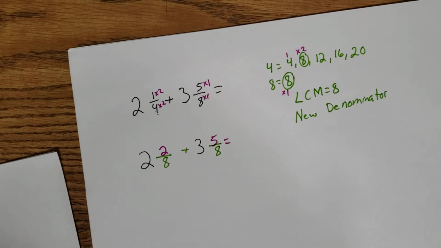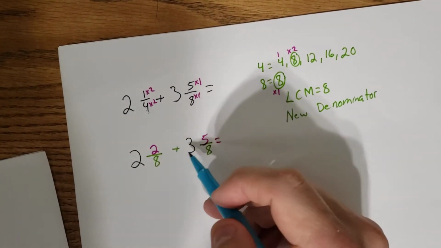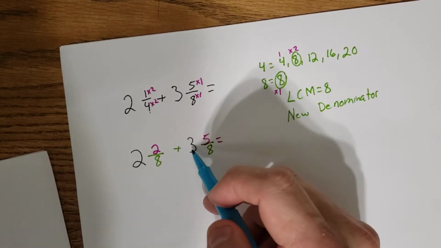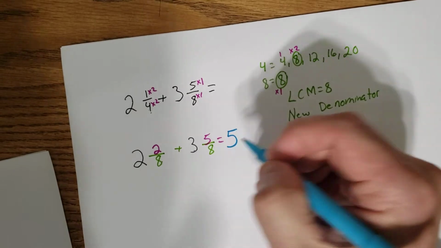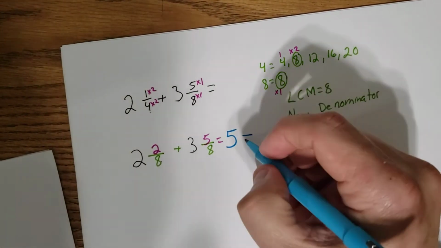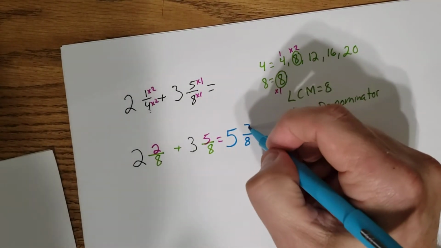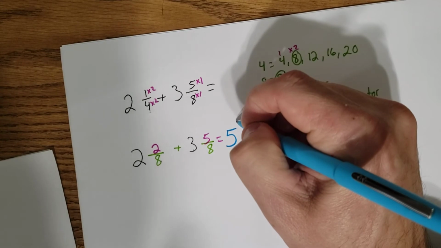And now we can add them. We can finally add now that we have the same bottom numbers. The whole numbers, we're just going to add those right away. 2 plus 3. The whole 2 plus the whole 3 means 5 wholes. Now we add our fraction. Remember, when we add fractions, the bottom number stays the same. We keep that 8. Now we add the top. 2 plus 5 is 7. Now that is a good answer.